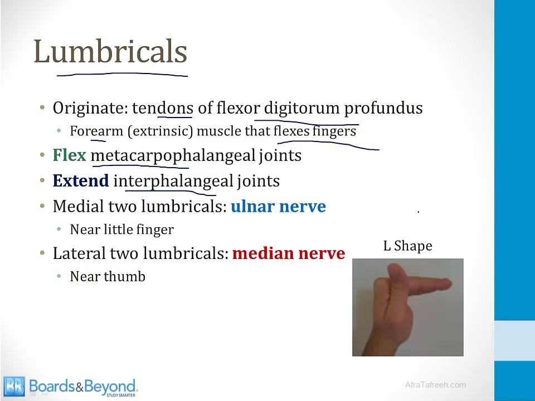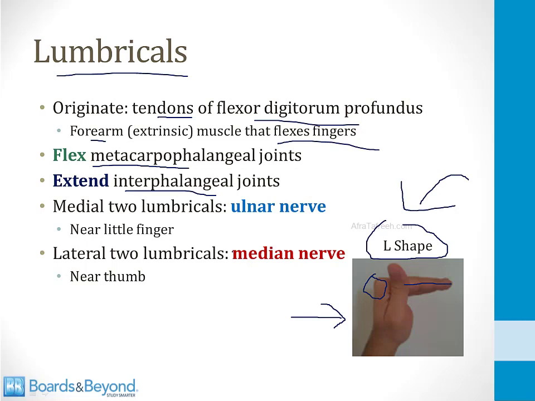So in other words, what you can remember about the lumbricals is that they form an L shape of the hand. This is the L shape of the hand. The metacarpal phalangeal joints are flexed, that's right here, and the interphalangeal joints are straight or extended, that's shown here. So this is what these muscles do. They make your hand form an L shape as shown here.